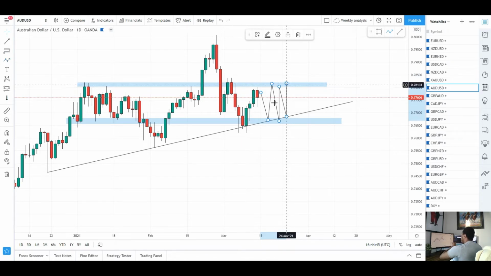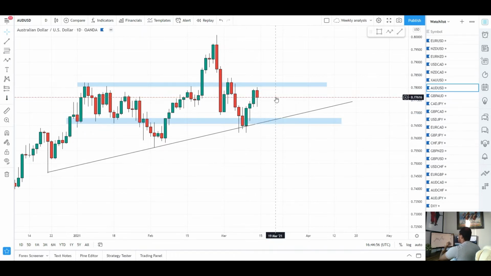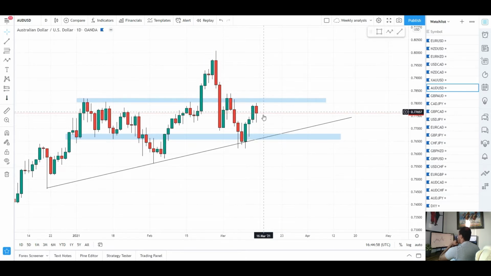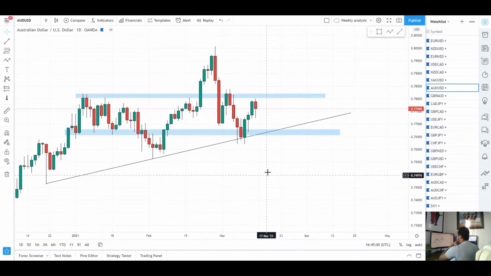A bit like what we had here, price was just ranging between that resistance and that support before breaking to the downside. So it could be trading between those two levels, and then until we see a breakout to the upside, you know, that price coming back to highs, or a break to the downside, it could ride down to 0.74.